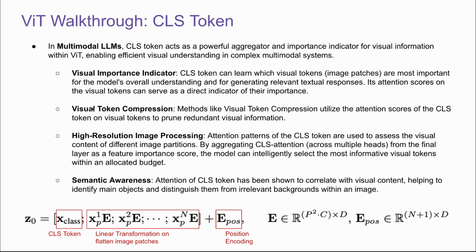It can also be used for visual token compression. Methods like visual token compression utilize the attention scores of the CLS token to prune redundant visual information. And in higher resolution image processing, attention patterns of the CLS token are also very useful. By aggregating CLS attention across multiple heads from the final layer as a feature importance score, the model can intelligently select the most informative visual tokens within an allocated budget. Lastly, it can also be used for semantic awareness. Attention of a CLS token has been shown to correlate with visual content, helping to identify main objects and distinguish them from irrelevant backgrounds within an image.